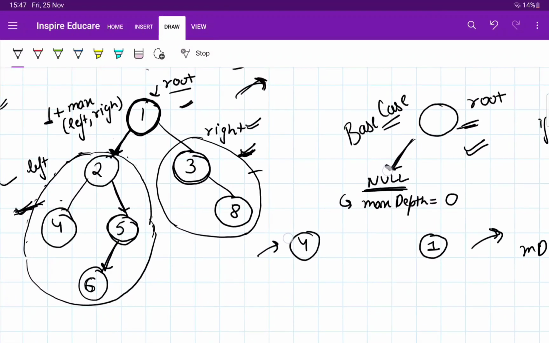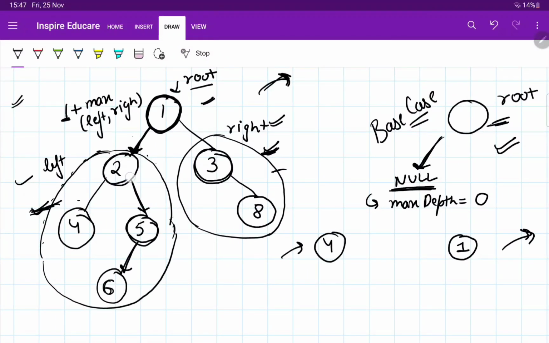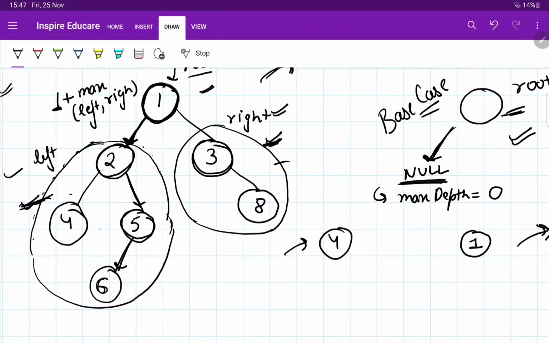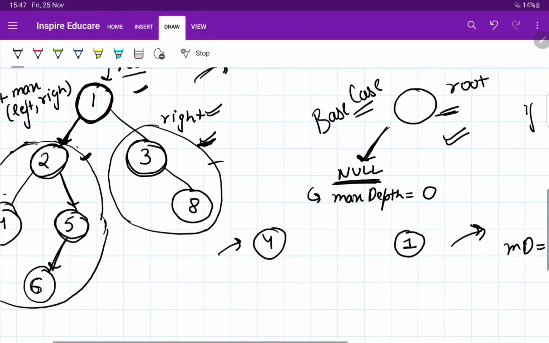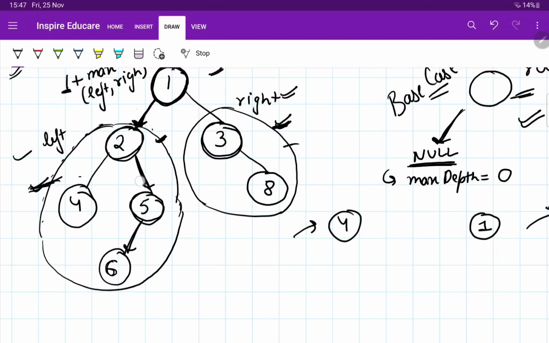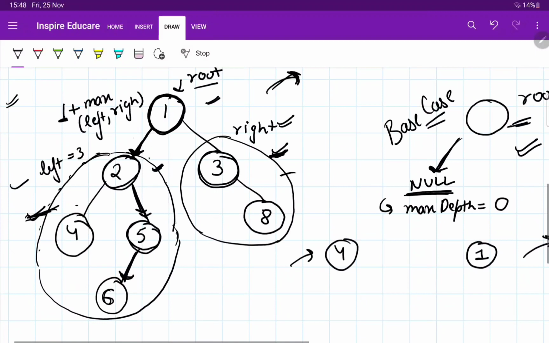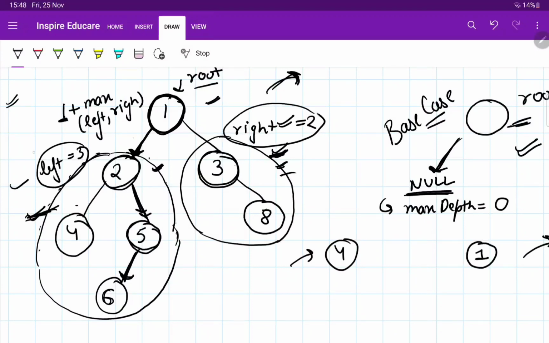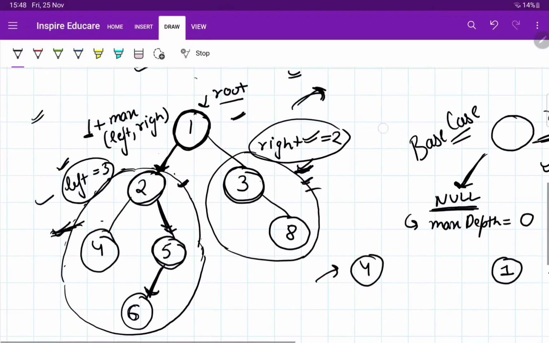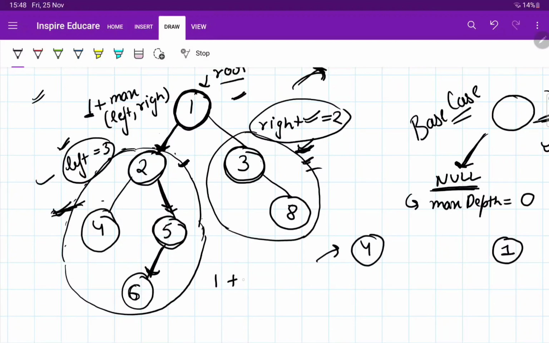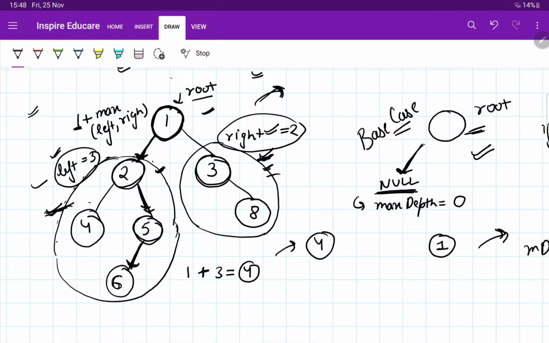If we visualize it, let's say this is the left tree. What is the maximum height, the maximum depth of this tree? I can see that it is 3: 2, 5 and 6. This will be 3. And what is the maximum height of this tree? 3 and 3, 8, that is 2. And what is bigger of left and right? 3 is bigger. So can I say that 1 plus the maximum of left and right, which is 3, that is 4, is the height of the whole tree?